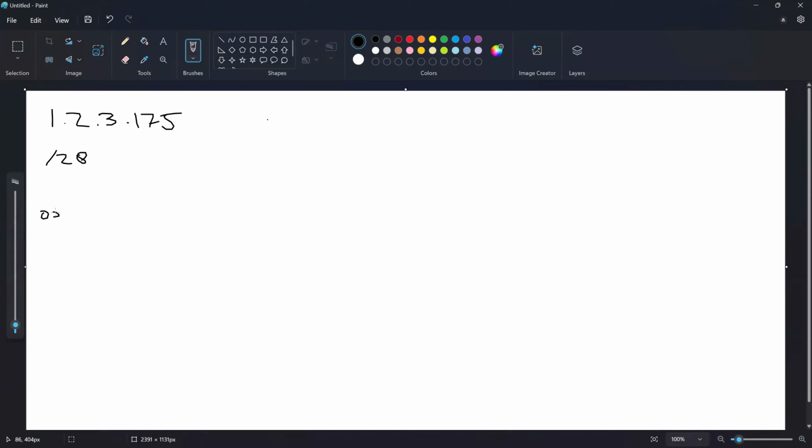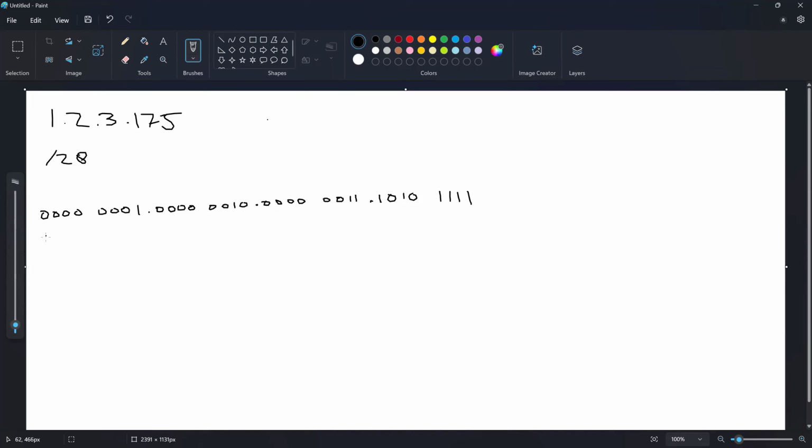It's 0 0 0 0 0 0 1 0 0 0 0 0 0 1 0 0 0 0 0 0 0, and then the last octet is 1 0 1 0 1 1 1 1. So 1 0 1 0 1 1 1 1.